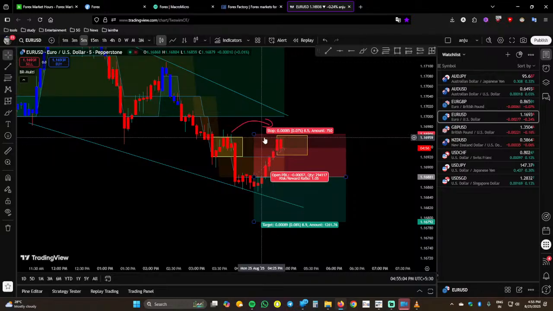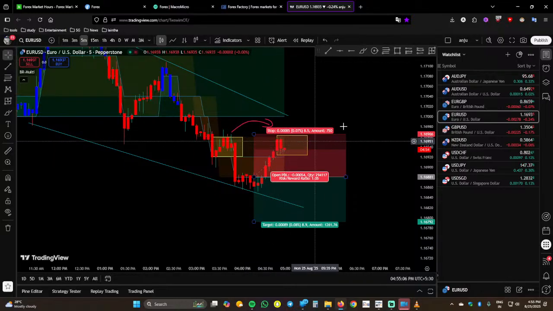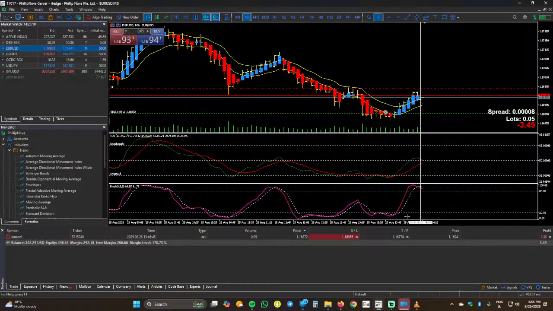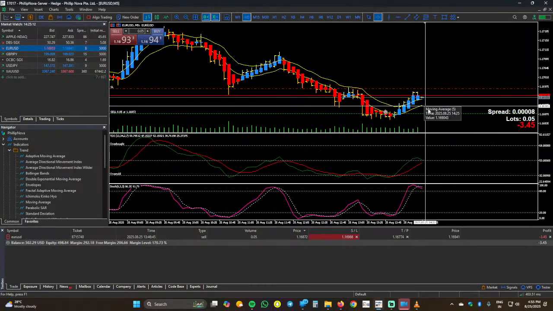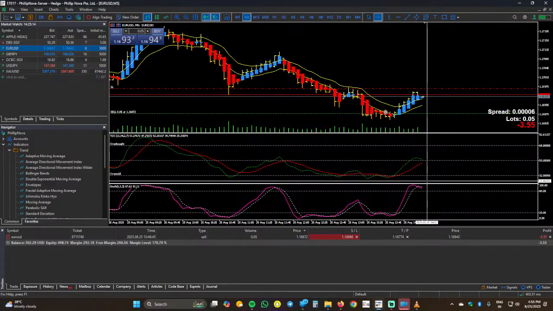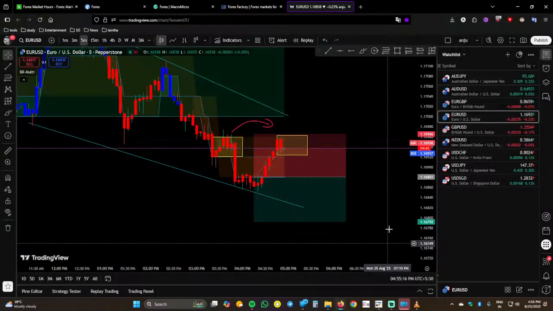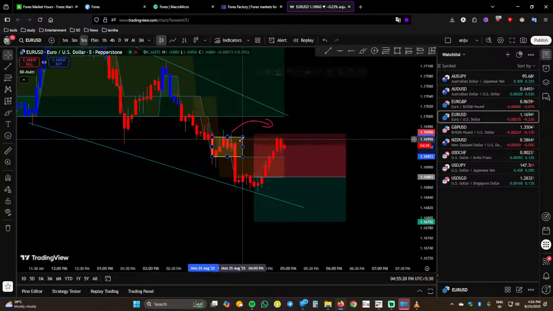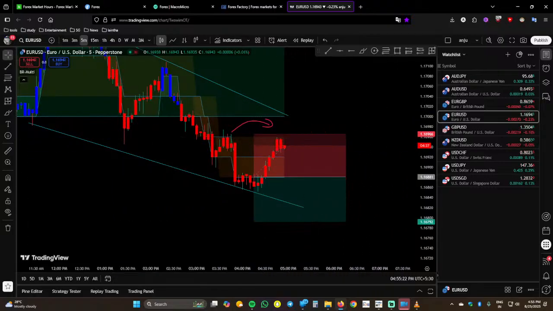So let's see how it will do. Everything depends on how it works out from here, if it's going to reject this or not. Everything is decided on what happens next. So until then, let me watch for a couple more minutes and then see what really happens. I'll see you after 1 or 2 candles.